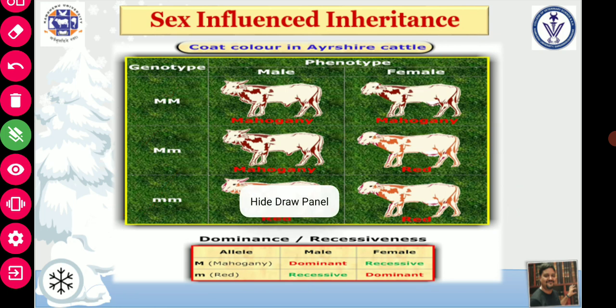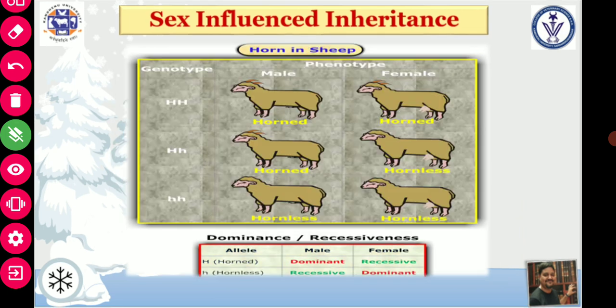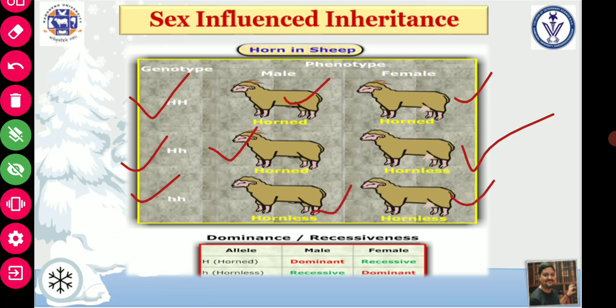Similarly, I will cite one more example here. In case of sheep, the horn condition. If it is dominant, the male and female both will be horned. If it is heterozygote, the female will be polled and male will be horned. Polled means hornless. Similarly, if it is homozygous recessive, both the sexes will have polled condition or hornless condition.